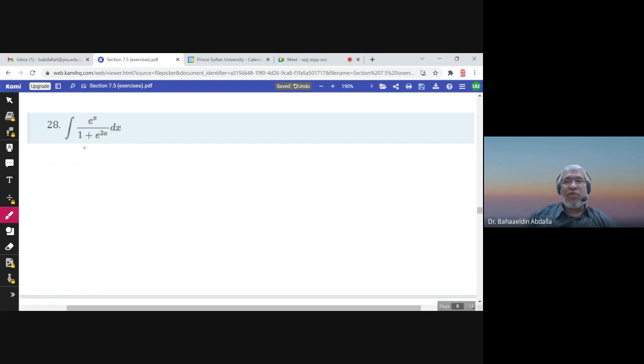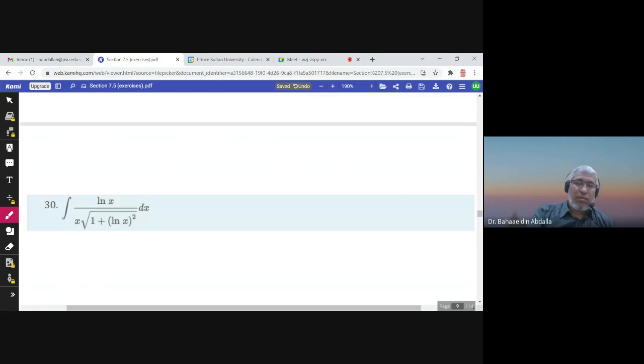Here, notice that 1 plus e to the power 2a is constant. So you can just take it out of the integral. And the integral of e to the power x is e to the power x. So that's it. That's the answer.